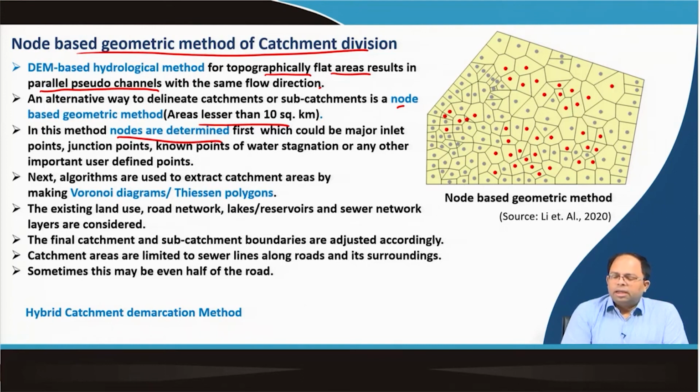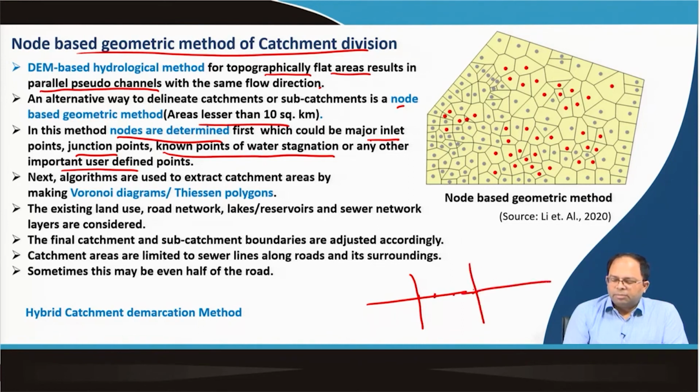What are the nodes? These nodes could be major inlet points, junction points, known points of water stagnation or any other important user defined points. So, in a particular sewage network, this is a junction, and this is the road network. So, these are multiple junctions and these are the inlet points, and then there are manholes as well. So, we can determine that this inlet point is where water enters in.